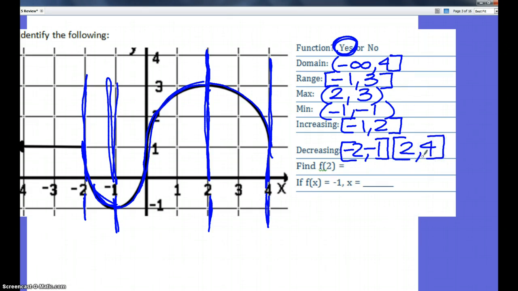Find f of 2. Again, 2 is the input. That is x. We are looking for y. So we go to the x-axis at 2. And we want to know the y. Y numbers go up and down. In this case, our line is up here, so we need to go up 1, 2, 3. And so the output here, the y value, should be 3.